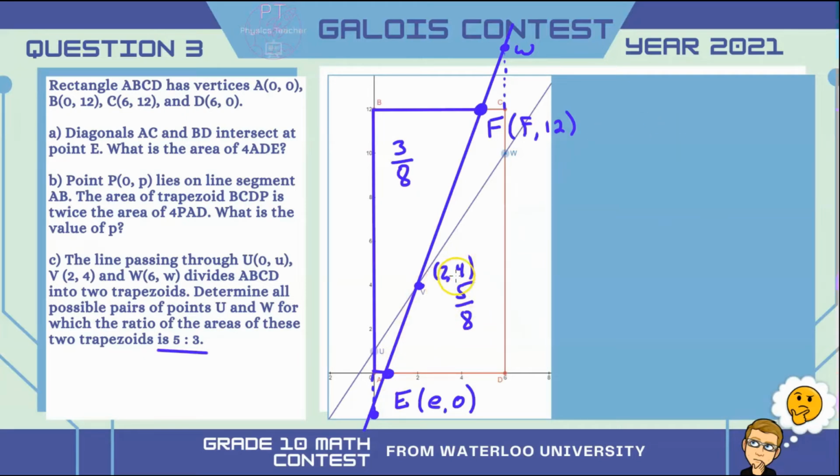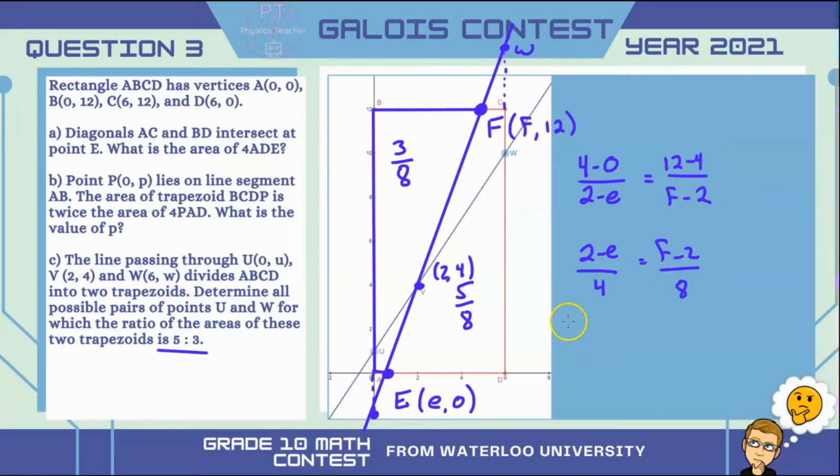So finding the difference in our y coordinates, we have 4 minus 0, divided by the difference in our x, which is 2 minus e. And that's going to be equal to the slope. So we have the difference in y, which is 12 minus 4, over the difference in x, which is f minus 2. Alright, so to make this a little easier, I'm going to take the reciprocal of both sides. So we'll have 2 minus e over 4 equals f minus 2 over 8, since 12 minus 4 is 8.